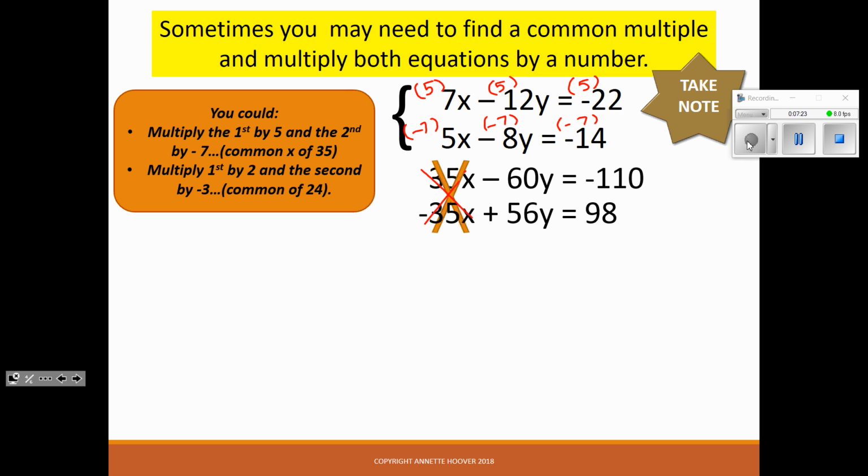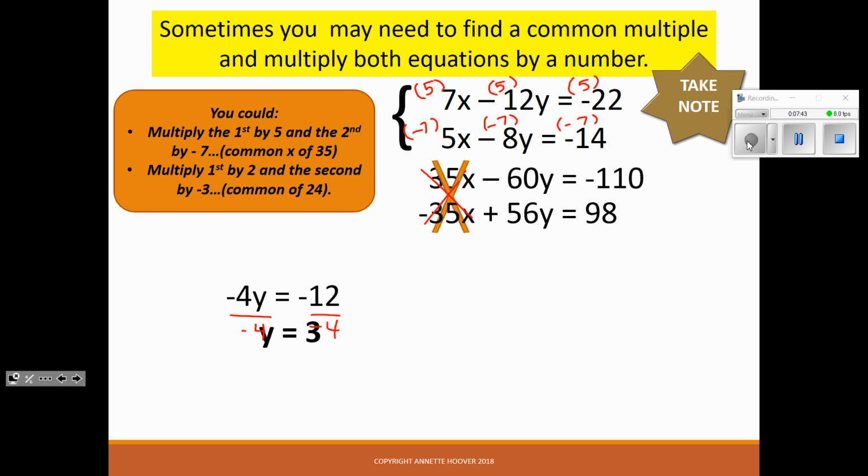Since they are opposites, we subtract. That would be a negative 4y. And a negative 110 and a positive 98 are opposites, so we subtract, and that would be negative 12. So we have negative 4y equals negative 12. Divide both sides by negative 4, and we see that y would be equal to 3.